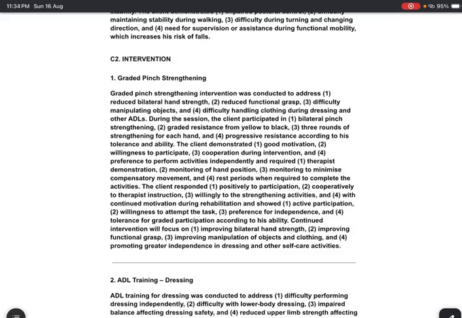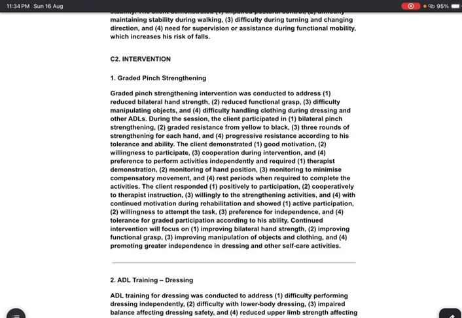The aim of this intervention was to improve Mr. K's bilateral hand strength and functional hand performance, particularly for activities that require grasping and manipulating objects during daily activities. This intervention was classified as a preparatory activity because the main focus was to improve the physical capacity of the hands before applying the improved strength to functional activities.